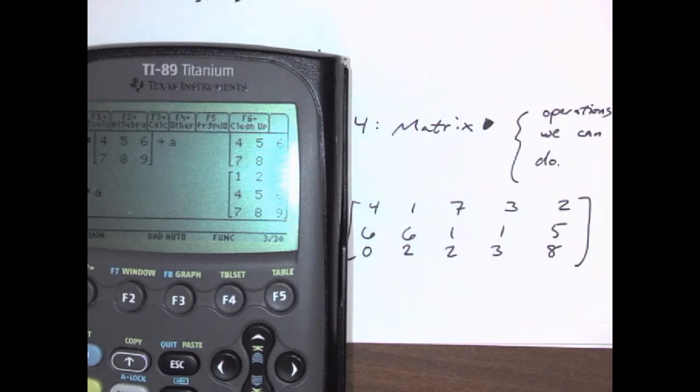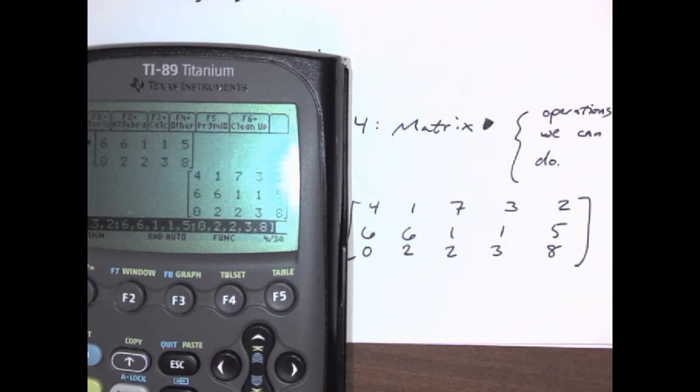So what I can do here is go 4, 1, 7, 3, 2, and then break the row, and then 6, 6, 1, 1, 5, and then break the row, and then 0, 2, 2, 3, 8, and then end the matrix. And it's always a good idea to just type it once and make sure that it comes out the way you want it. There are no typos, you're not missing an entry.